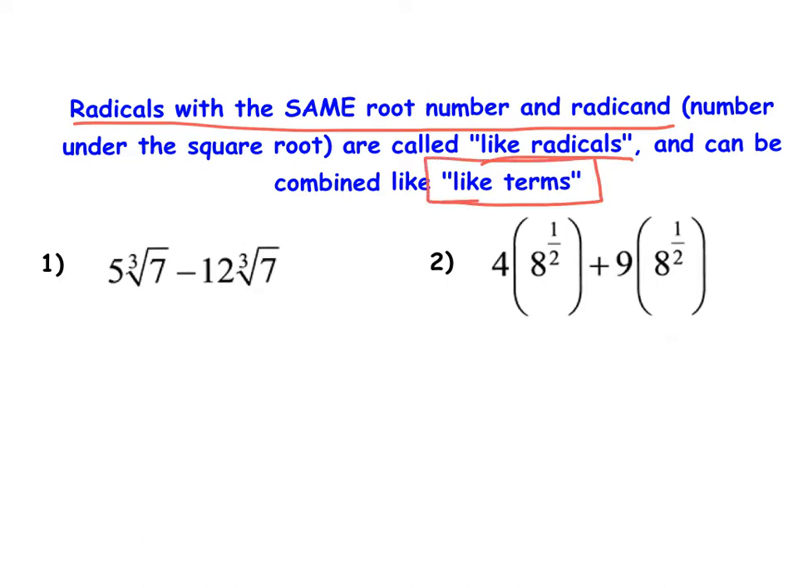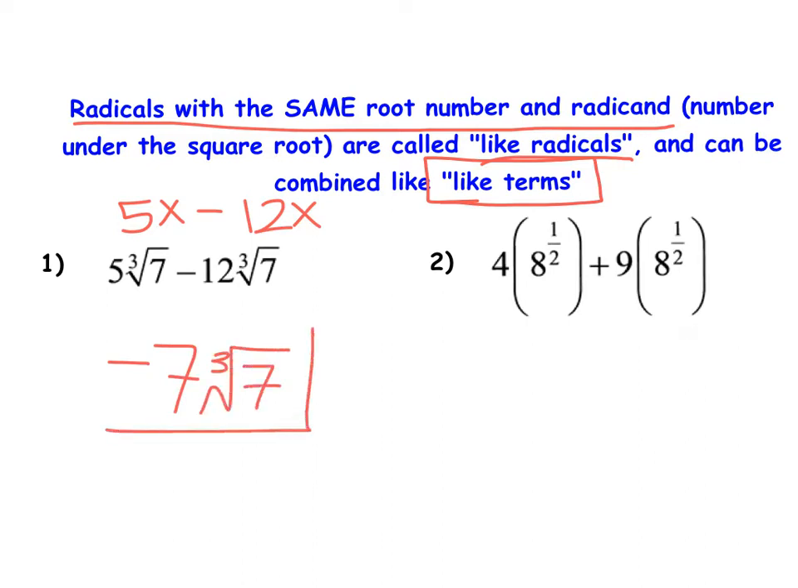So for example, this is saying these can be combined like we would have 5x minus 12x. It's pretty much the same general idea. So here if we have 5 third roots of 7 minus 12 third roots of 7, we would subtract the coefficients, 5 minus 12, and we would get negative 7 cube roots of 7. So we combine them just as we would like terms if we're using addition and subtraction.